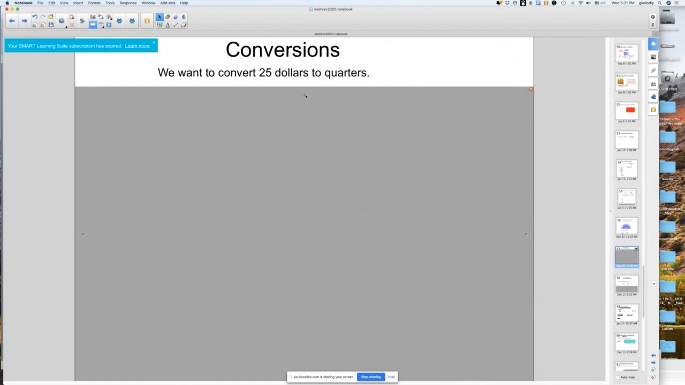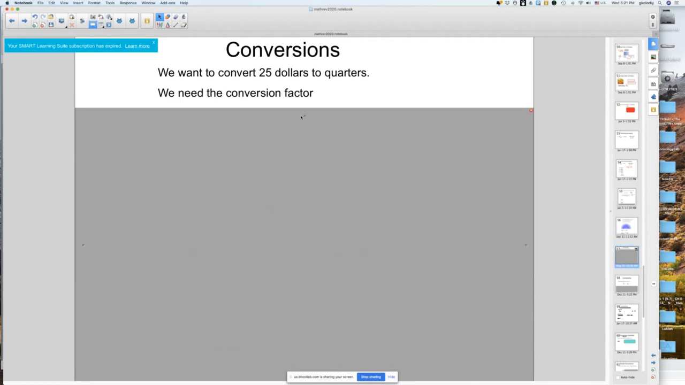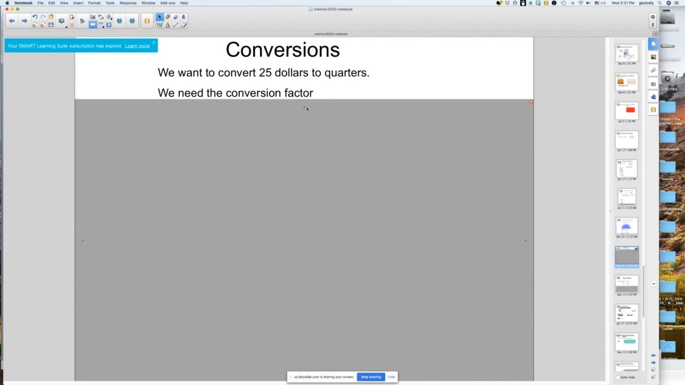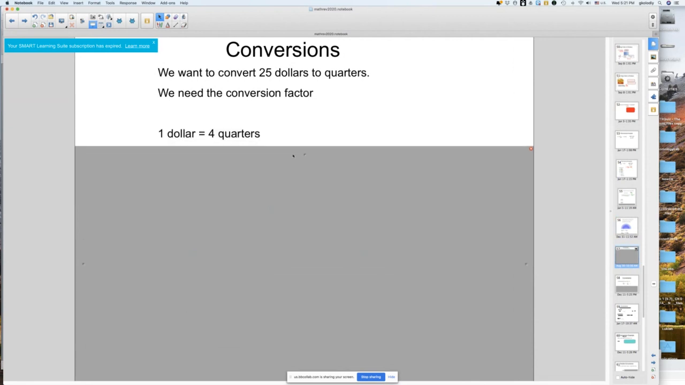Let's do something easy. You want to convert $25 to quarters. I mean, you probably know how to do this if every dollar is 4 quarters, but let's do it the way we've been doing things. So we need a conversion factor. To convert from one unit to another, we need, how are they related? Oh, there it is. $1 is 4 quarters.